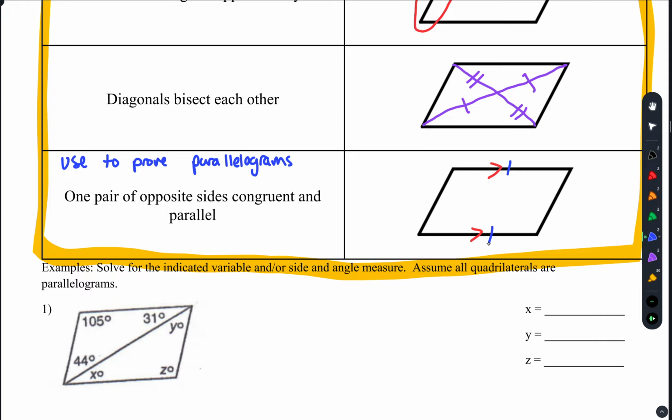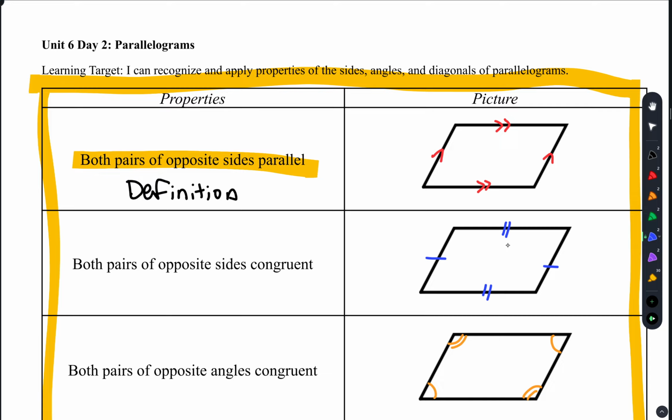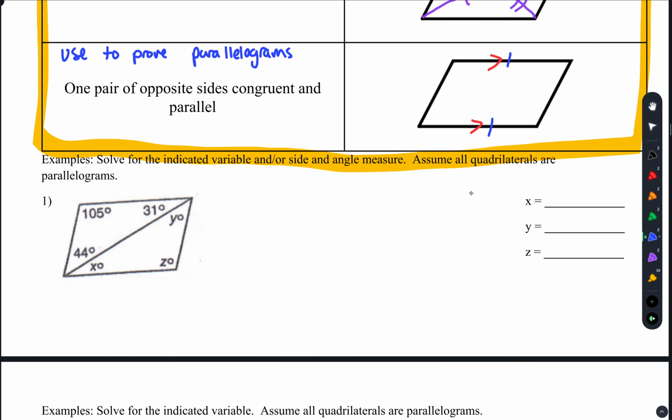This is a big unit on memorizing properties, so you want to make sure that this is marked, highlighted, starred, whatever you need to do. You need to remember these 6 parallelogram properties, especially the definition of parallelogram. Good? For some examples, we're going to reference these properties, so make sure you have them available while we go through these.